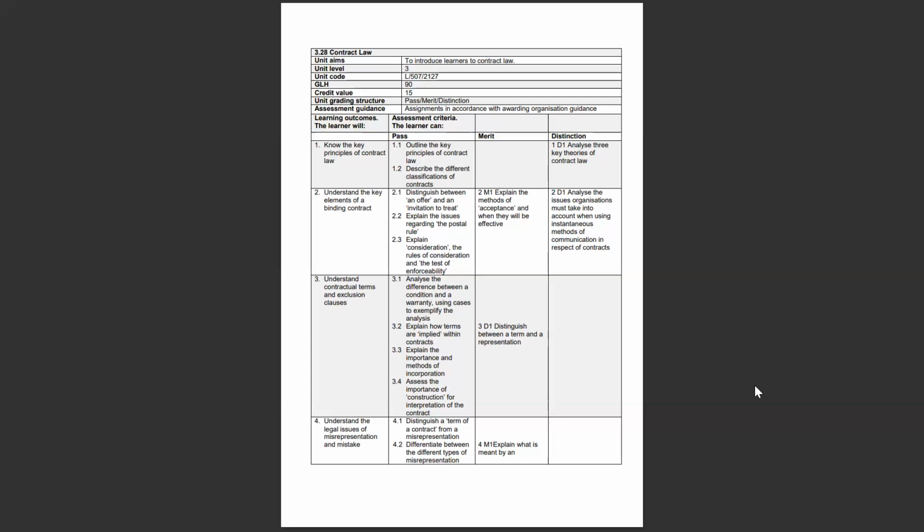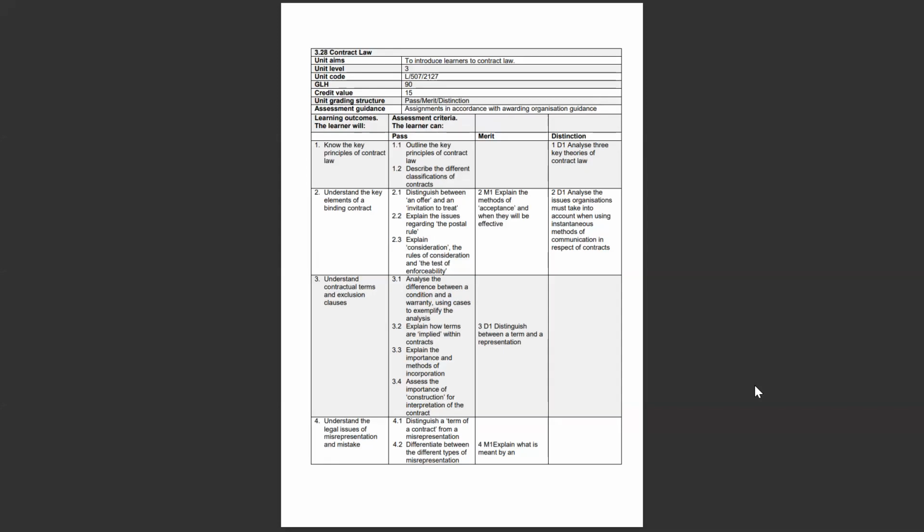To gain the pass mark, you need to look at 3.1, which was to analyse the difference between a condition and a warranty using cases to exemplify the analysis. 3.2, explain how terms are implied with contracts. 3.3 to explain the importance of methods of incorporation, and 3.4, which is to assess the importance of construction for interpretation of the contract. To do the extension activity for distinction is 3D1, distinguish between a term and a representation.